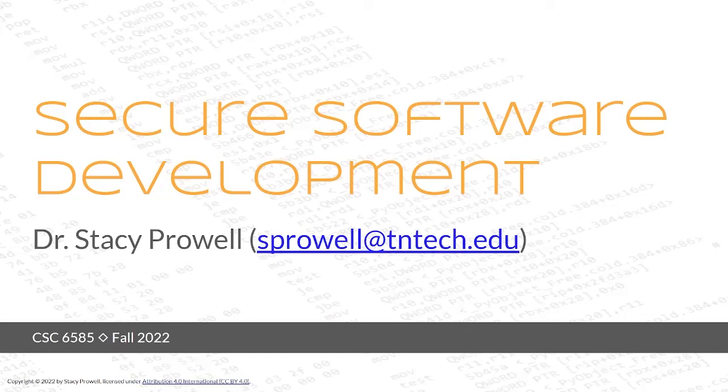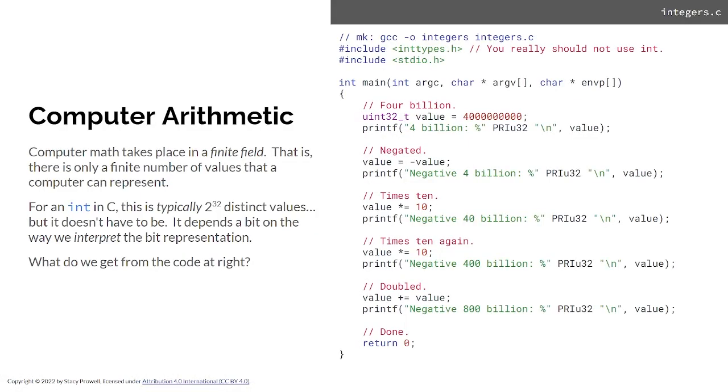Welcome. We'll of course begin as we always do, talking about computer arithmetic. As we know, computer math doesn't take place with the infinite world of integers and reals that we think about in math. It takes place in a finite field. That is, there's only a finite number of values that a computer can represent. So for an int in C, that's usually 4 bytes. 4 times 8 is 32. It's 32 bits. So there's 2 to the 32 distinct values that we can store in an int.